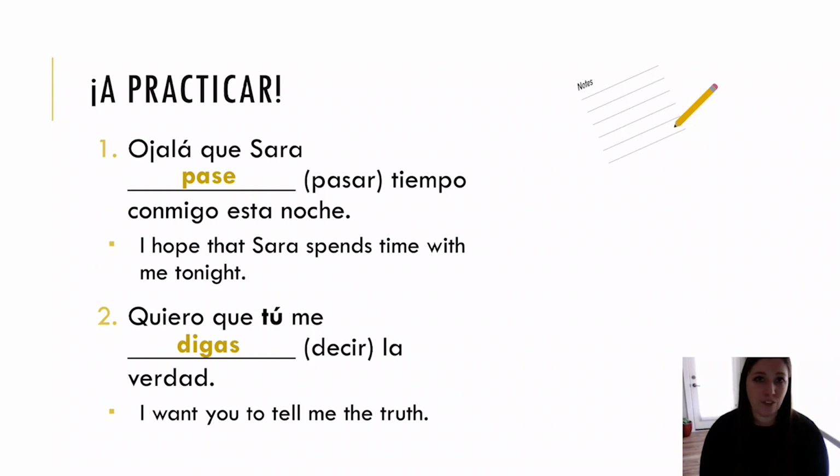Remember, we needed to have 2 subjects and a que, so if you notice in number 2, quiero que is the yo form, and then I'm talking to you, too. So those are my 2 subjects, and with the que.